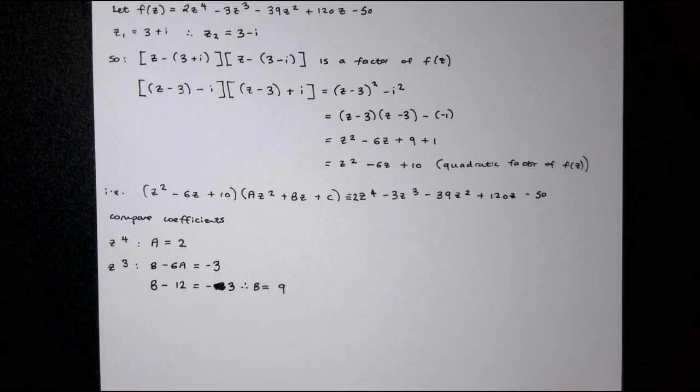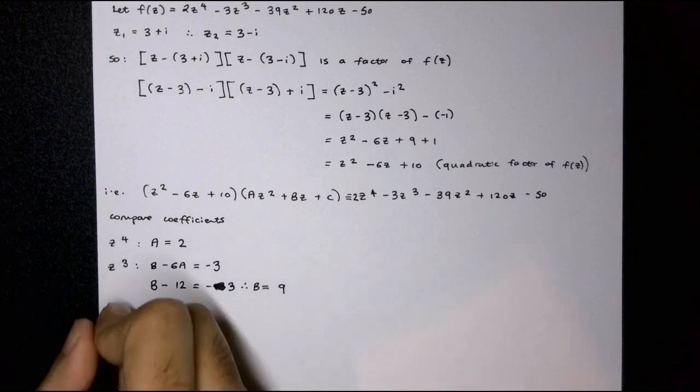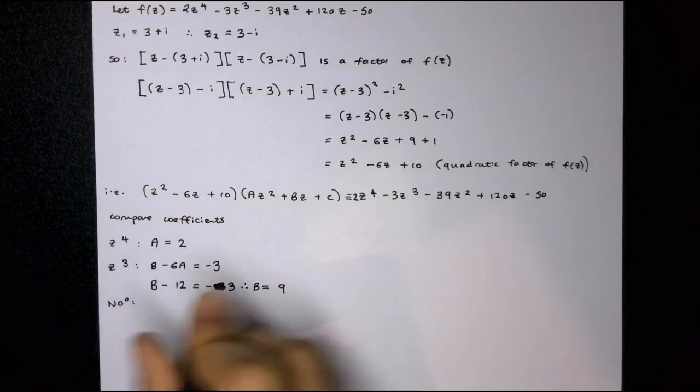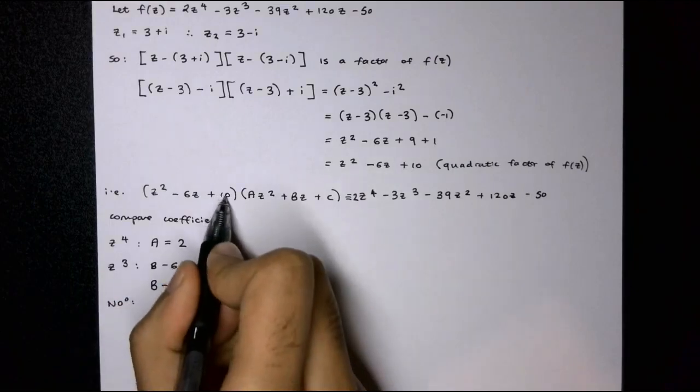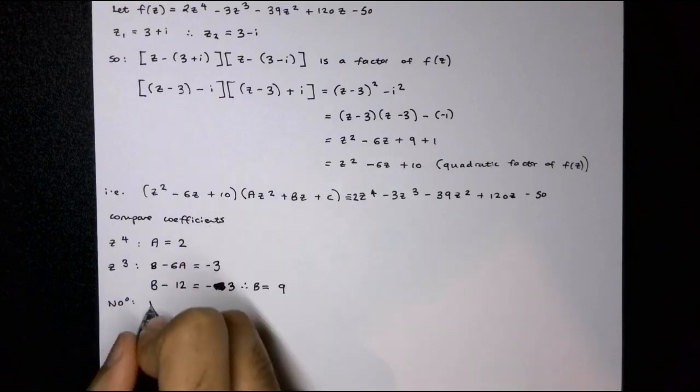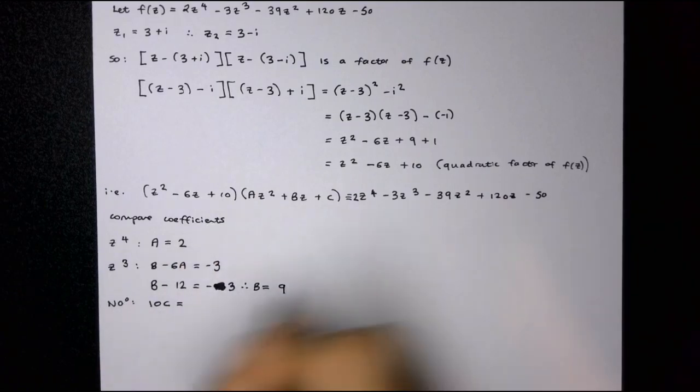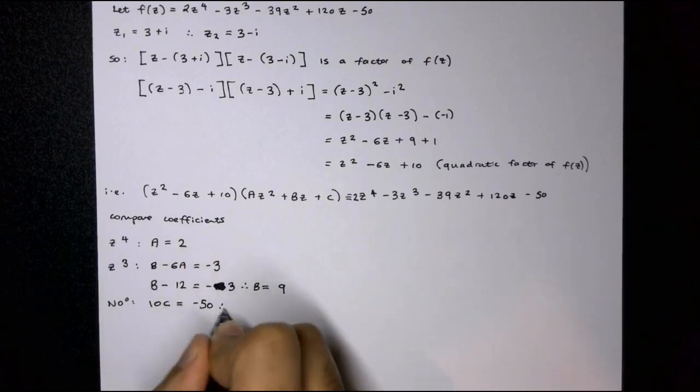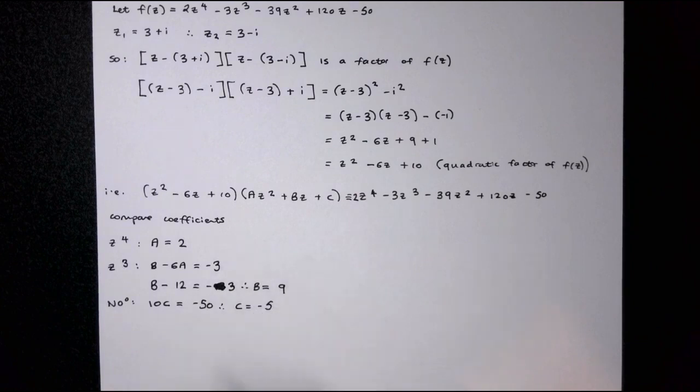And knowing that b is equal to 9, we can find the value of c by comparing the number terms. So if we compare the number terms, here we've got 10 times by c on the left hand side. On the right hand side we've got minus 50. c is equal to minus 5.